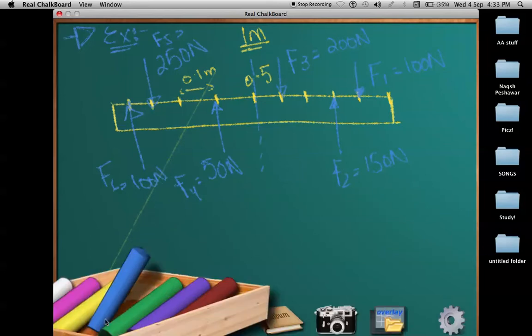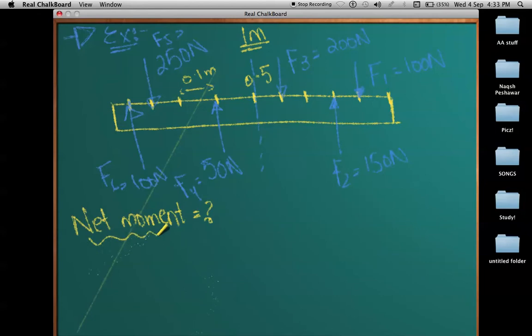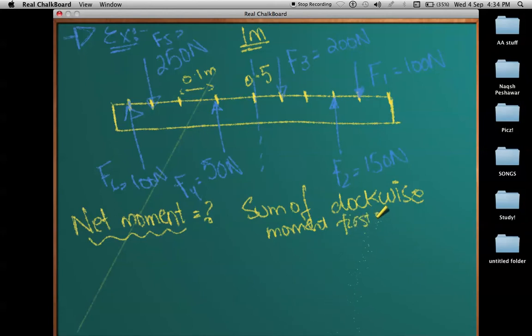So first of all, the question says find out the net moment, or the resultant moment, sum of moments. So let's see. First of all, the rule says find out the sum of clockwise moments first, or anti-clockwise, any one of the two first. I'm finding the clockwise moment first. First, I'll have to identify which force produces a clockwise moment, and clockwise is in this direction. So let's see. Does this force produce a clockwise moment? Yes, you can see this force produces a clockwise moment. So I will mark it as C.